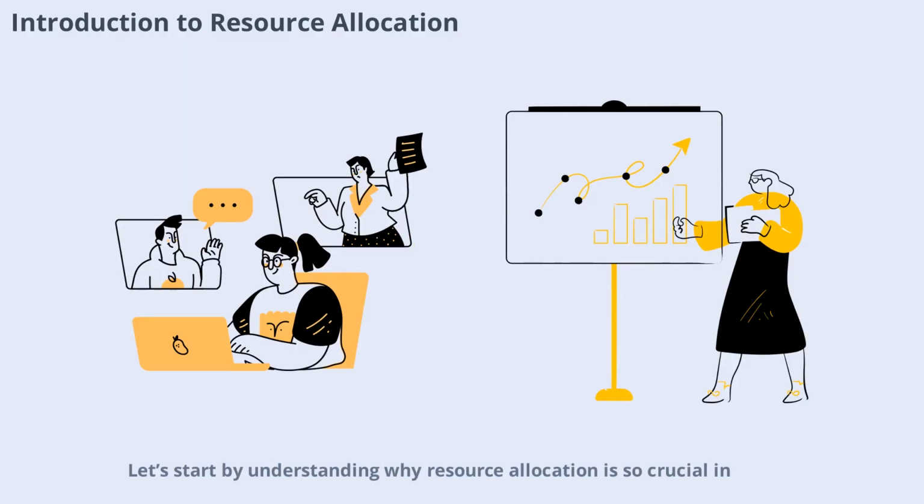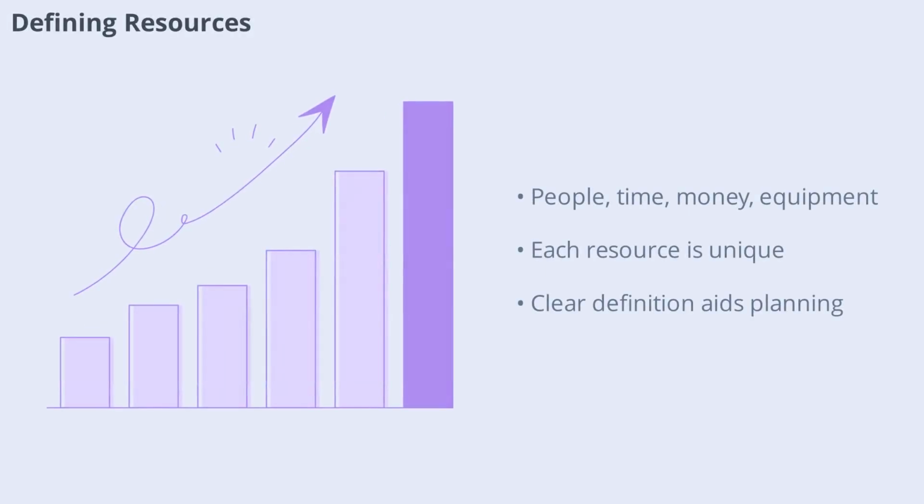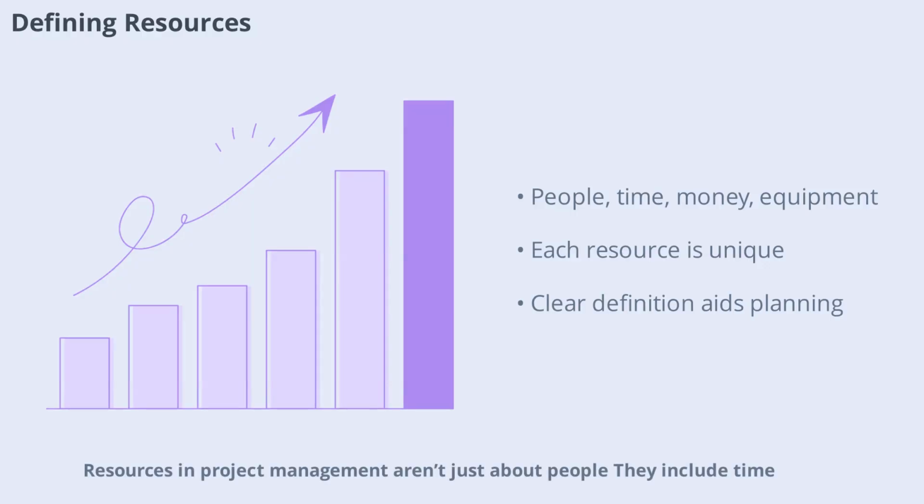Let's start by understanding why resource allocation is so crucial in project management and how it impacts your team's performance and project outcomes. Resources in project management aren't just about people. They include time, money, equipment, technology, and even information. Each resource plays a unique role in driving a project forward. For example, having the right team members with the necessary skills is just as important as having enough budget or access to the right tools.